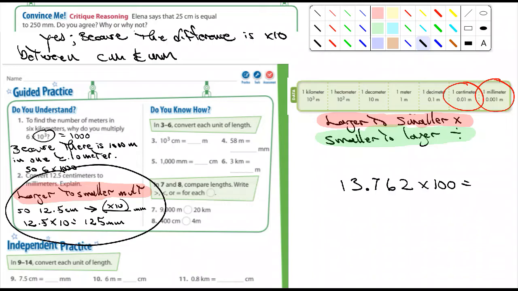Let's see here. Mr. Hollenbach. 13.762 times 100. What's that? Move the decimal over 2 times. Because two zeros. You move it two places. Which way am I moving it? I'm moving it to the left, that way? Okay. So think about this for a moment, Mr. Hollenbach. If I move it two places, it's 0.13762. Let me ask you a question. Look at those two numbers. Everybody look at those two numbers.